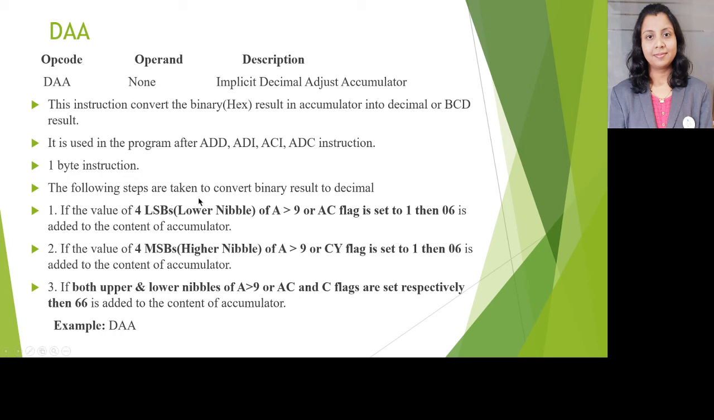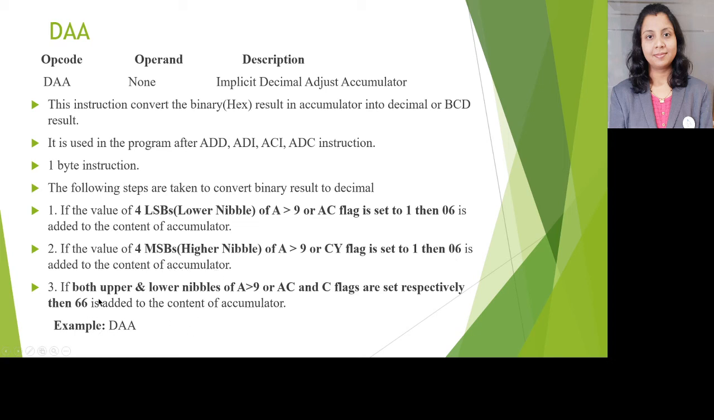The following steps are taken to convert the binary result into decimal. So what are the 3 conditions? The first condition is if the value of the 4 LSBs, that is the lower nibble of the accumulator, is greater than 9 or the auxiliary carry flag is set to 1, then 06 is added to the content of the accumulator. The second condition is if the value of the higher nibble of the accumulator is greater than 9 or the carry flag is set to 1, then 06 is added to the content of the accumulator.